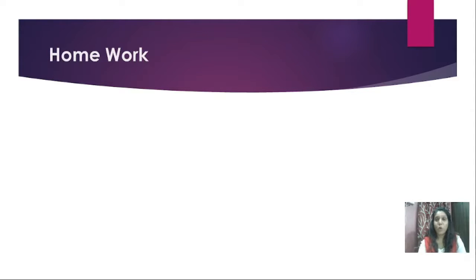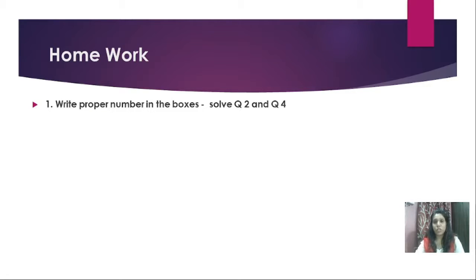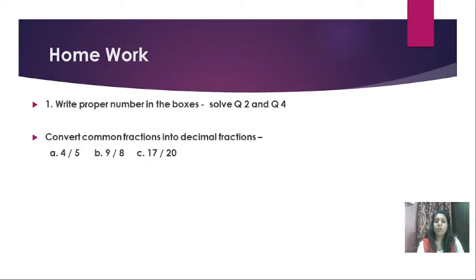And now comes your homework. You have to solve the question number 1. Write proper numbers in the boxes. Solve question number 2 and question number 4. Okay? Convert common fractions into decimal fractions. Now these are common fractions. You just need to convert it into decimal fractions. We have just done this. Okay? 4 upon 5, 9 upon 8, 17 upon 20. Please make sure that you solve these sums.